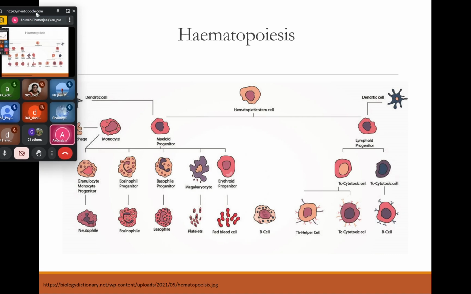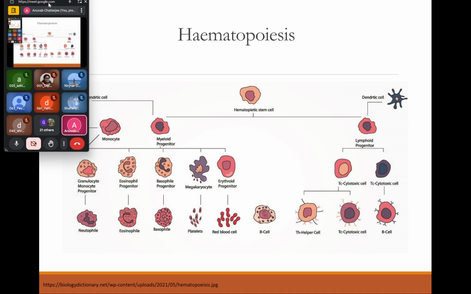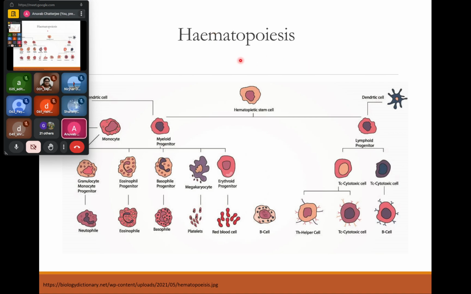The process of formation of different types of blood cells is known as hematopoiesis. All of these cells which are down here, the neutrophils, the eosinophils, the basophils, platelets, RBCs, the B cell, the T cell, the T cytotoxic cell, everything that you see in the blood, all of it comes from one parent cell. There is this cell known as the hematopoietic stem cell, which will give rise to all these. So these do not appear out of nowhere.